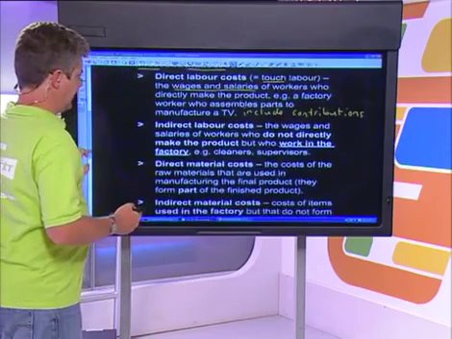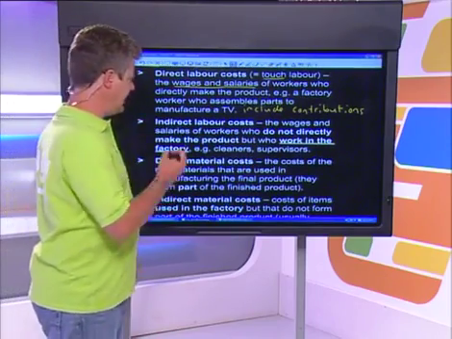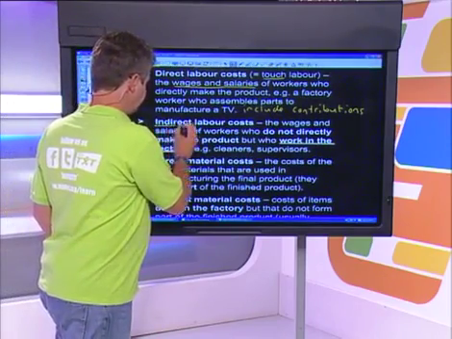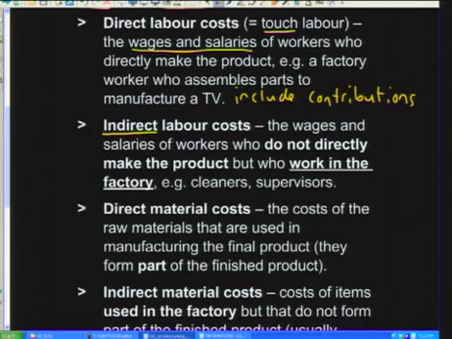Let's have a look at the difference between the direct and the indirect labor costs. So the indirect labor costs, you'll remember, mindsetters, these are the wages and the salaries of the workers who do not directly make the product, but who also work in the factory. So this is going to be a worker who works in the factory every day, but he or she does not make the physical product, but they're working in the factory. So a good example of that will be a cleaner in the factory.